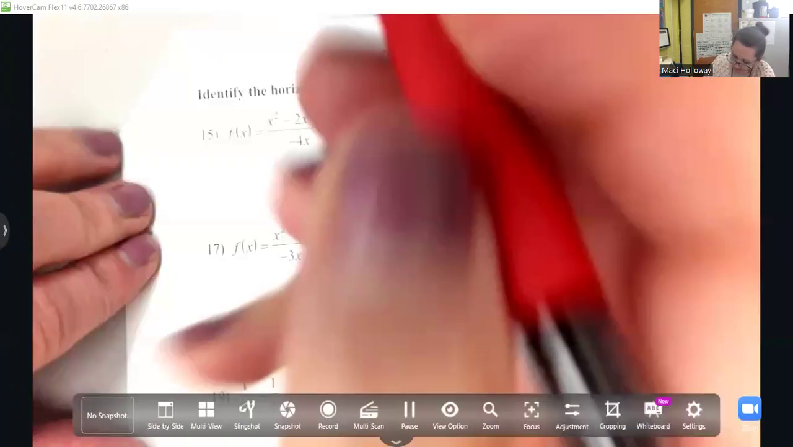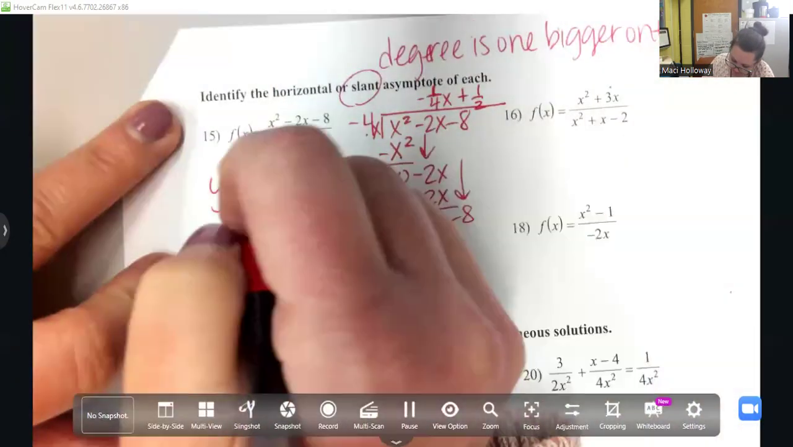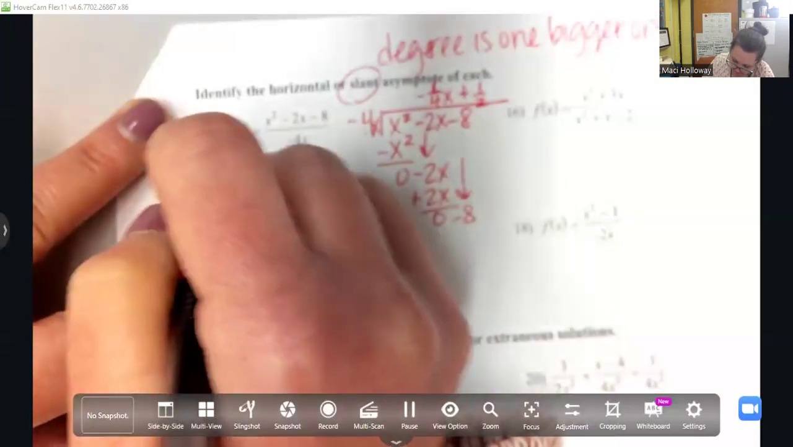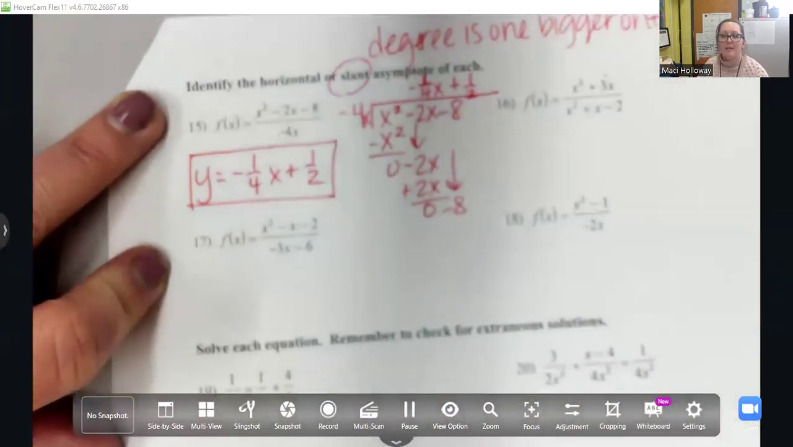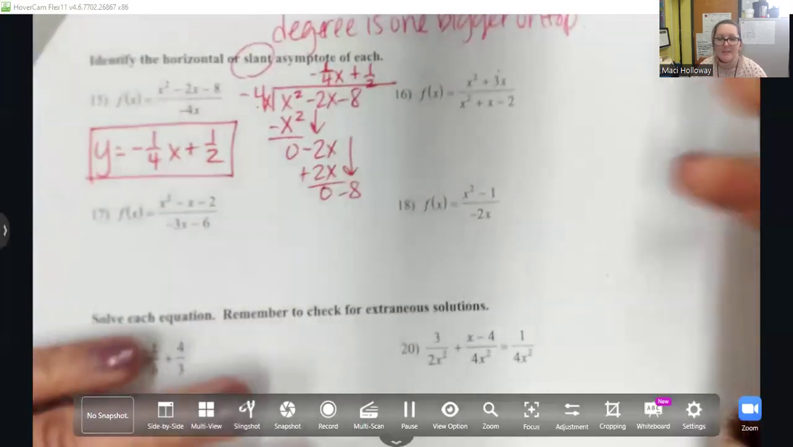And that's a nothing. Okay, so our slant asymptote here is negative 1/4 x plus 1/2, and I just realized that I'm not writing in pencil anymore, so let me get my pencil back out. All right, let's look at this one.